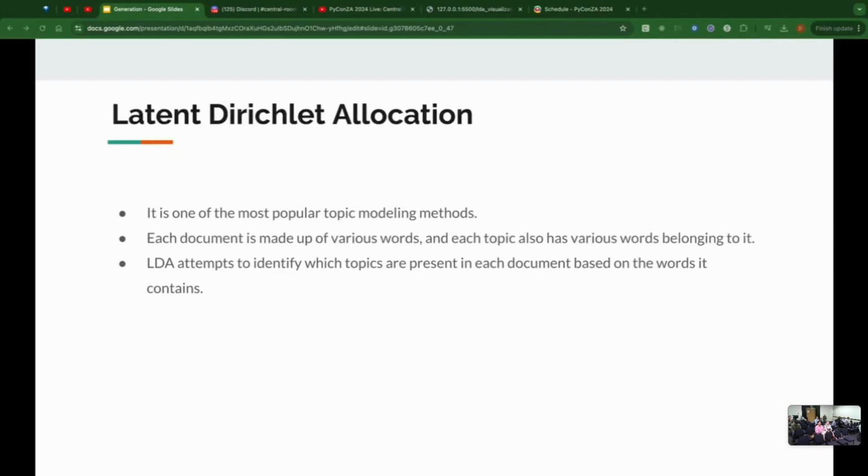So this is basically how latent Dirichlet allocation works. It will try to make several passes until it gets all the words into correct topics.